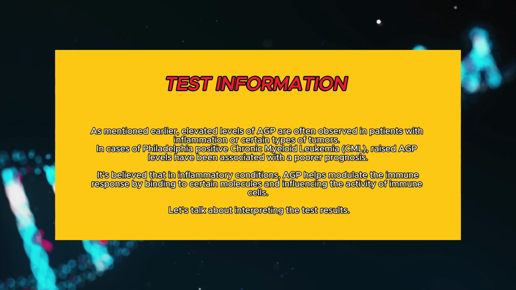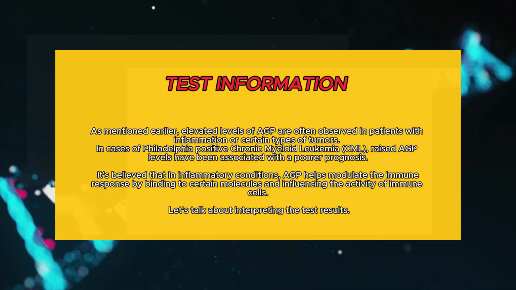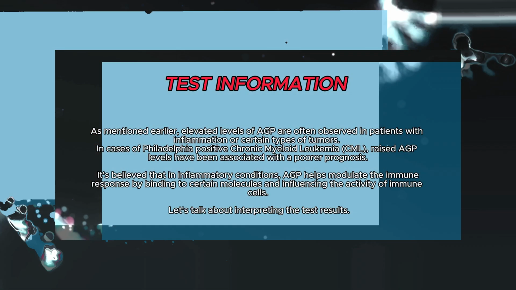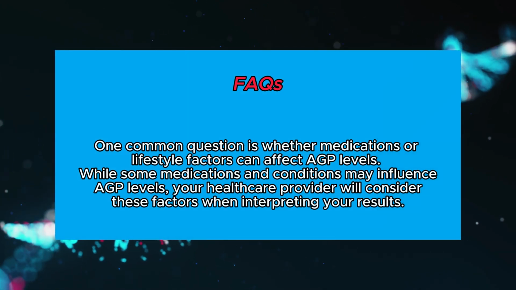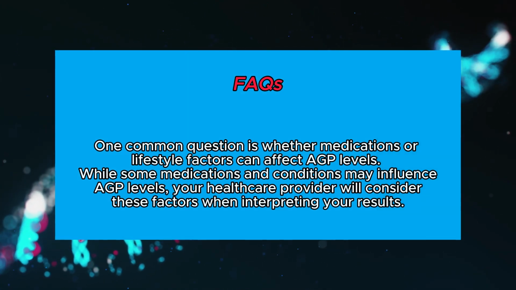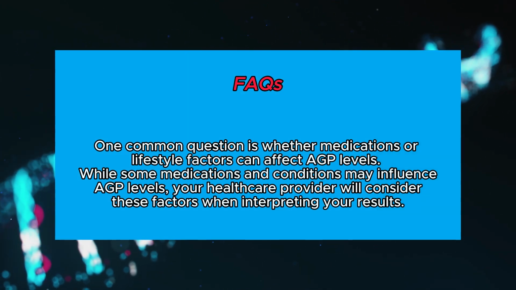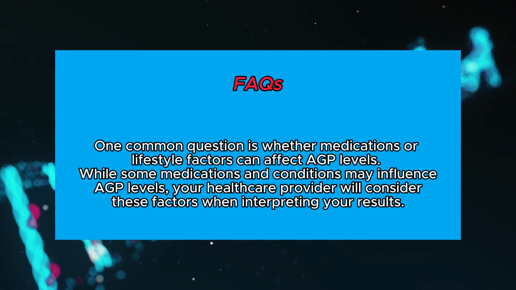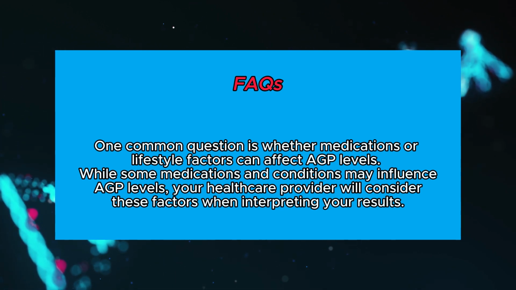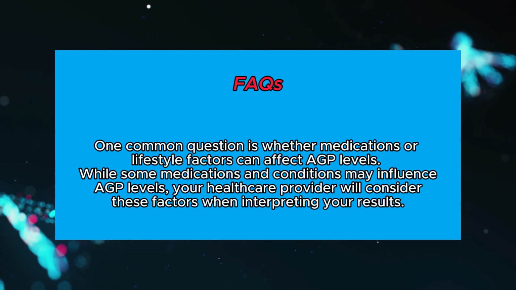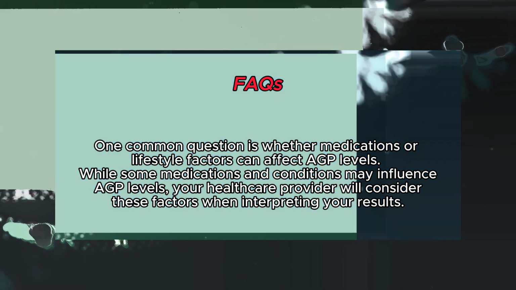And finally, let's touch on some FAQs about the alpha-1-acid glycoprotein test. One common question is whether medications or lifestyle factors can affect AGP levels. While some medications and conditions may influence AGP levels, your healthcare provider will consider these factors when interpreting your results.